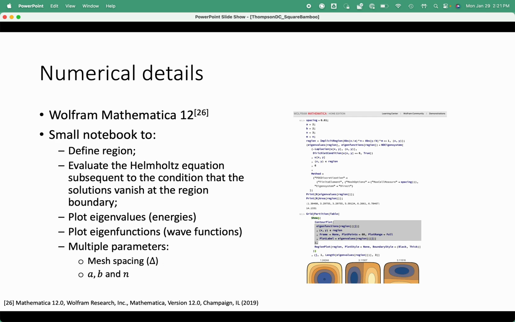I made sure that the notebook plotted the resulting eigenvalues and eigenvectors so that I could see the energies and the wave functions. And I was obviously able to control the accuracy of the numerical solutions using an exposed parameter. This is a mesh spacing, delta. The resulting notebook is relatively compact and should be very, very interpretable.